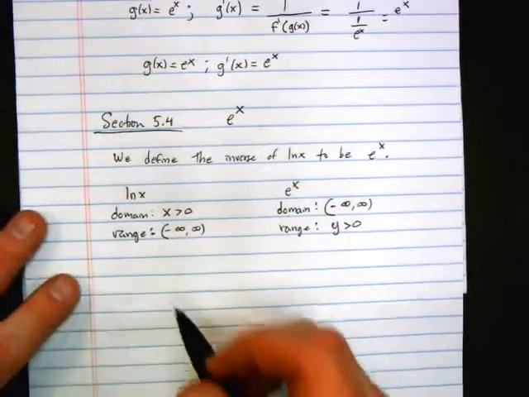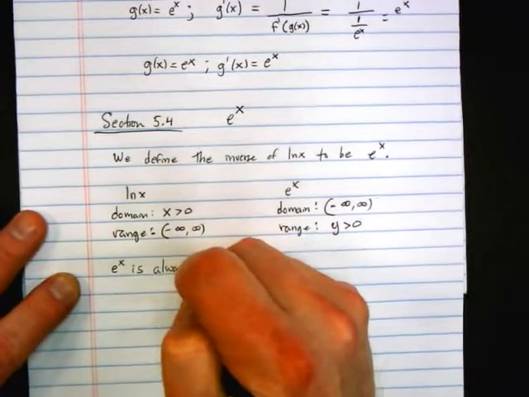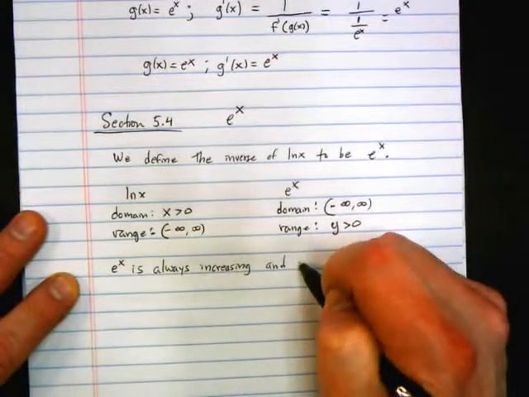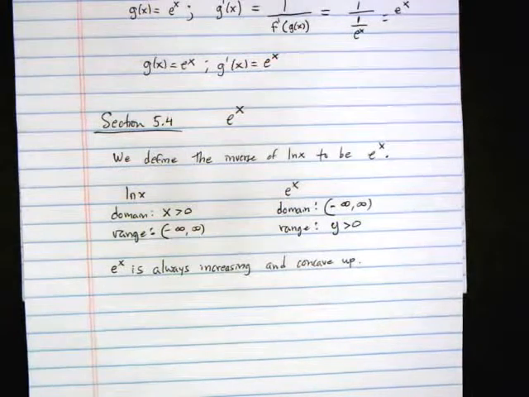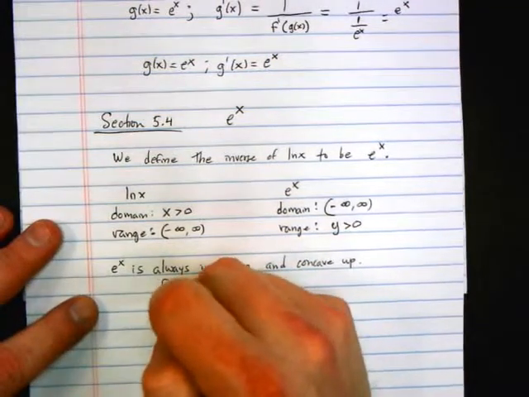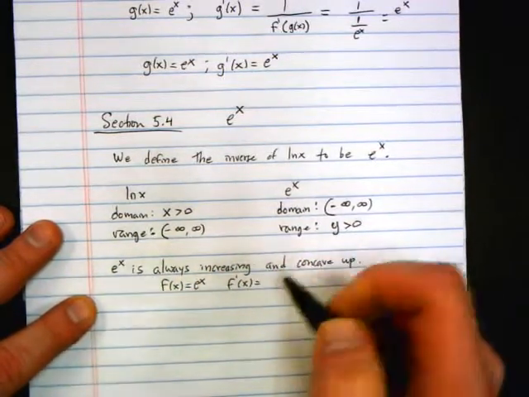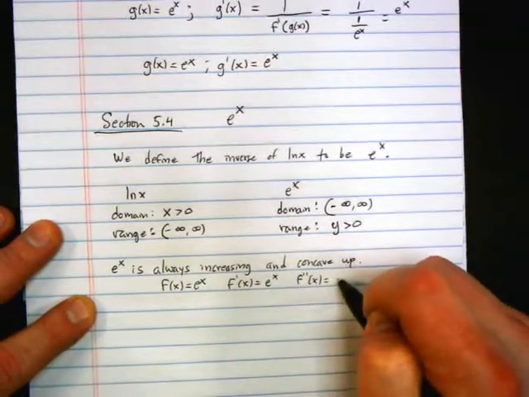There's your first fact. Second fact. e to the x is always increasing and concave up. How can I prove to you that e to the x is always increasing and always concave up? First and second derivative. All right, so if f of x equals e to the x, then the first derivative of e to the x is e to the x, and the second derivative of e to the x is e to the x.